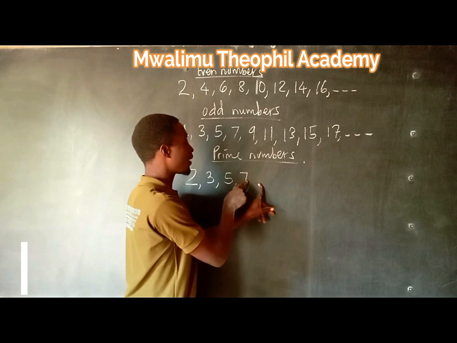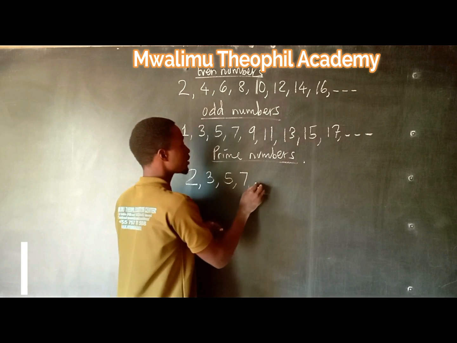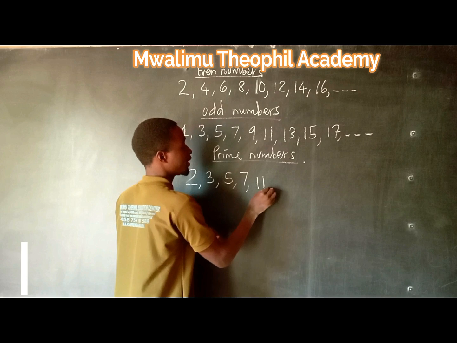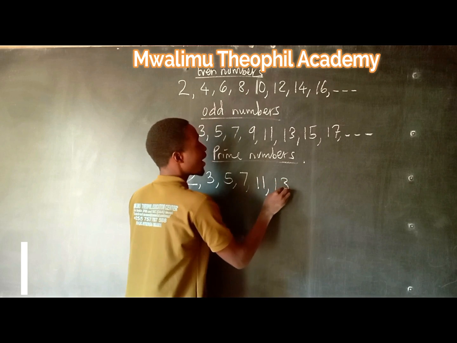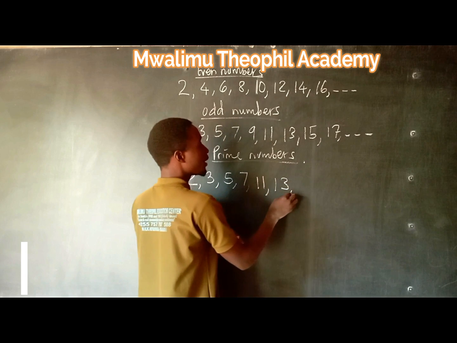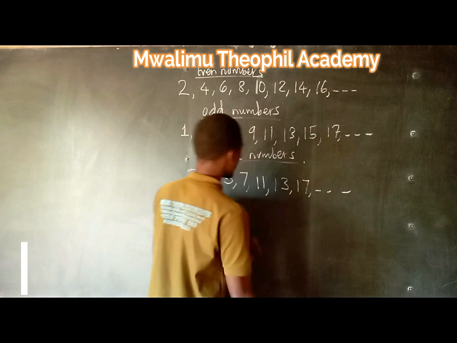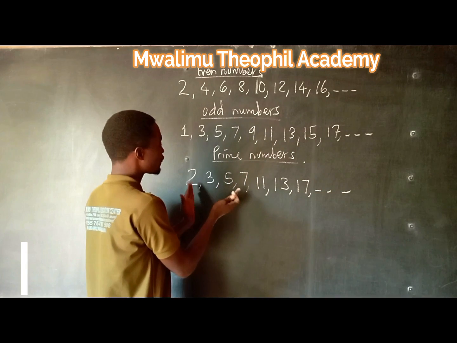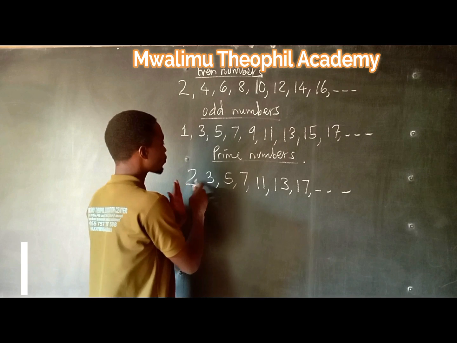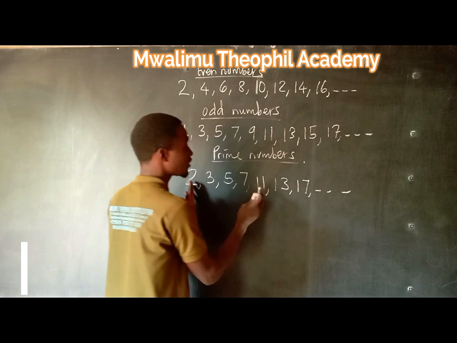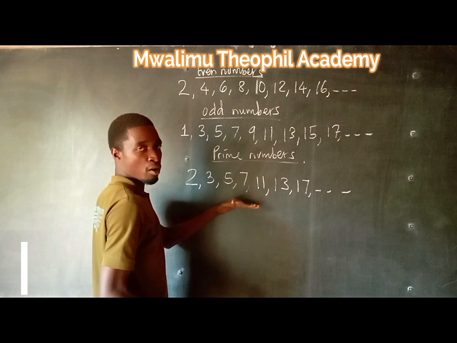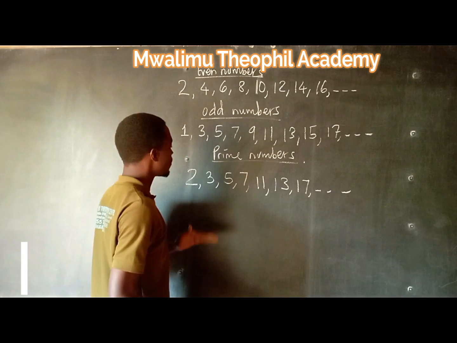Our next prime number in sequence here becomes 11. After 11, we have 13. After 13, we have 17, etc. So these are the first 7 possible prime numbers from the list.